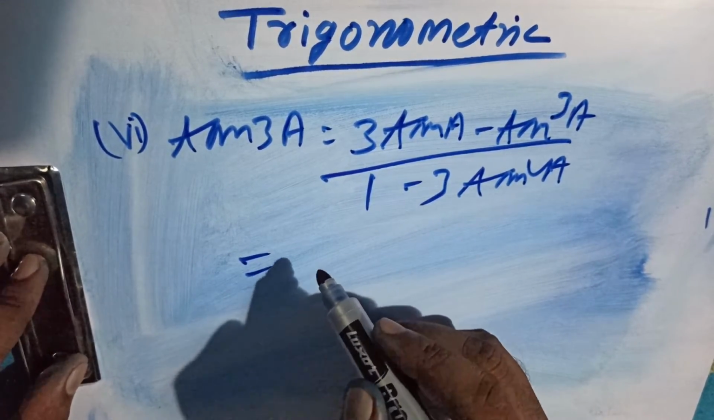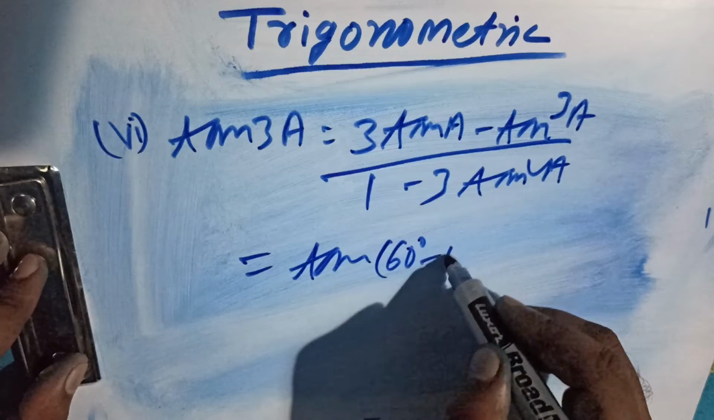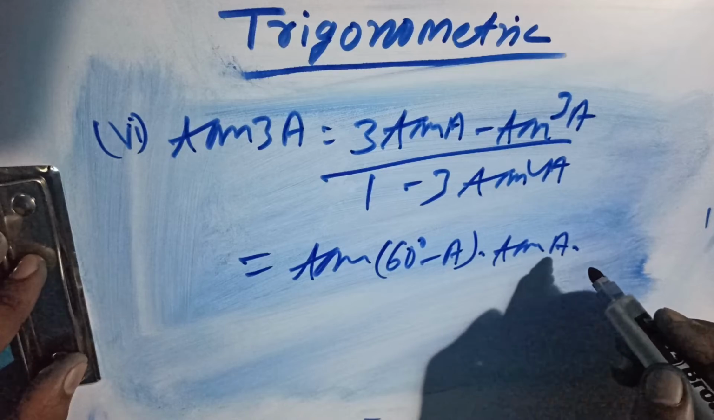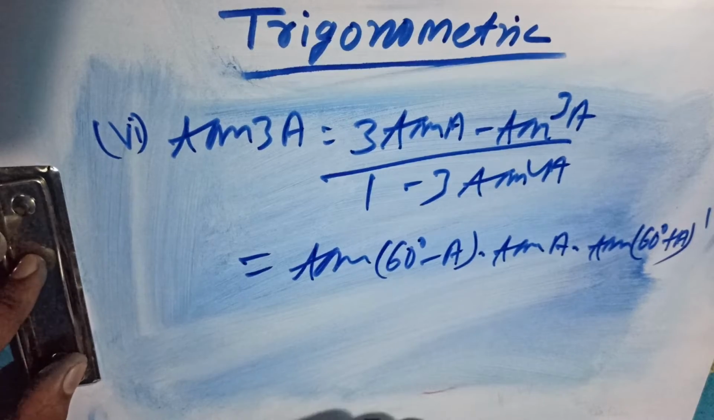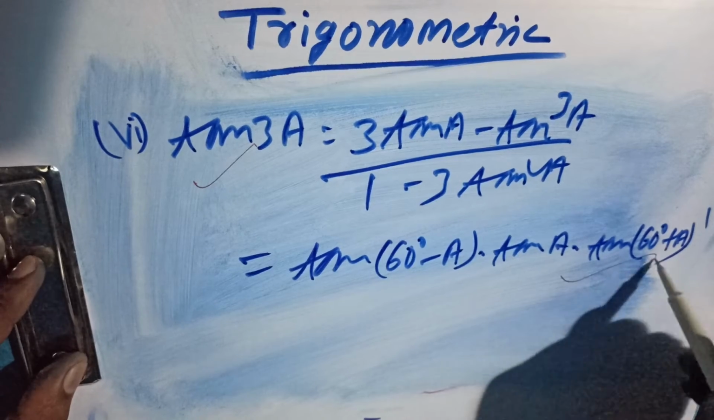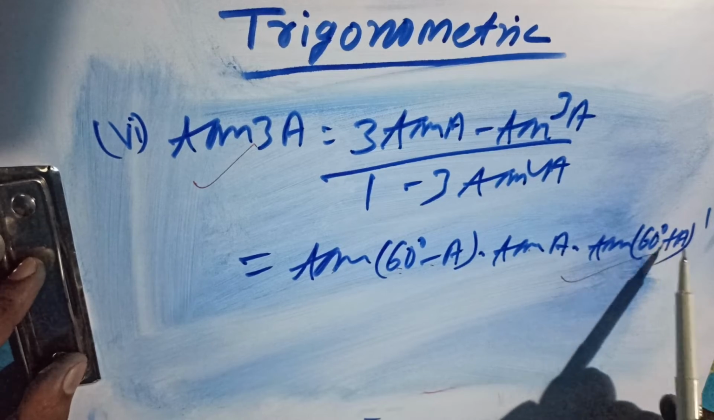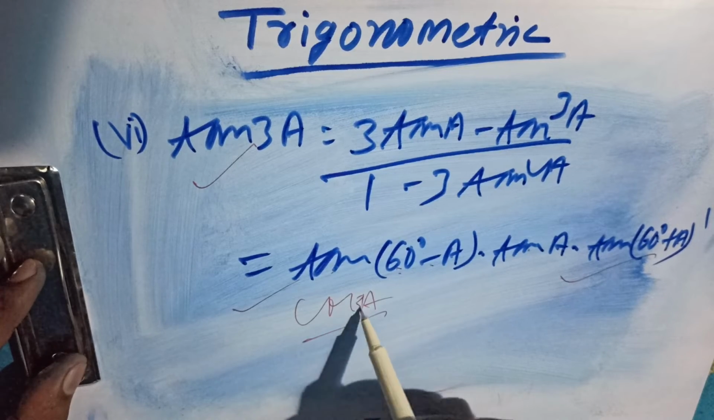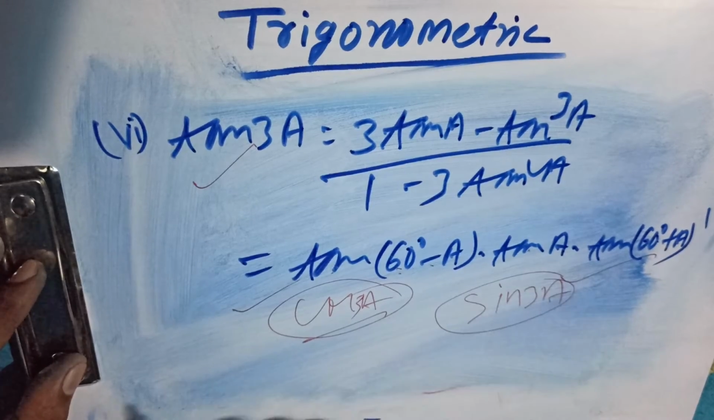Another form, tan (60 degree minus a) into tan a into tan (60 degree plus a). Same way, remember, in the tan 3a case, it is this type of tan, but the angles are the same, 60 minus a and 60 plus a. In cos 3a also same way, and sin 3a also same way.